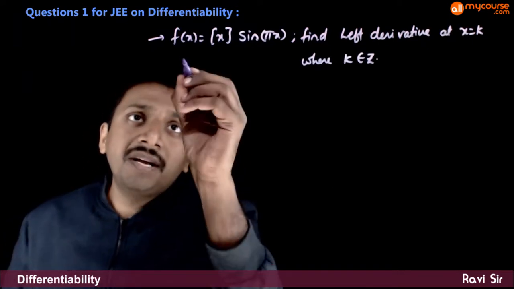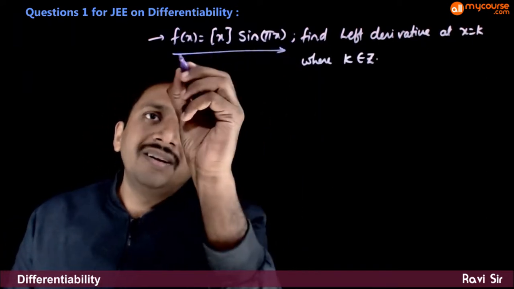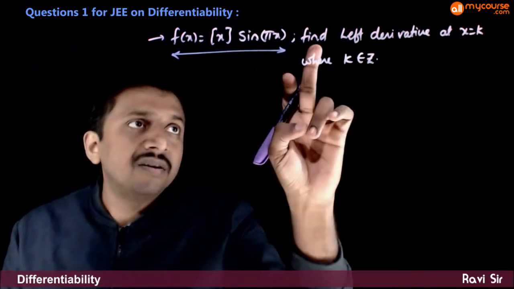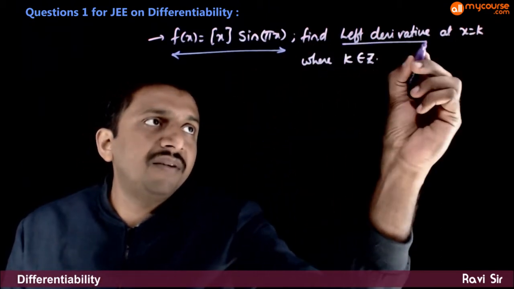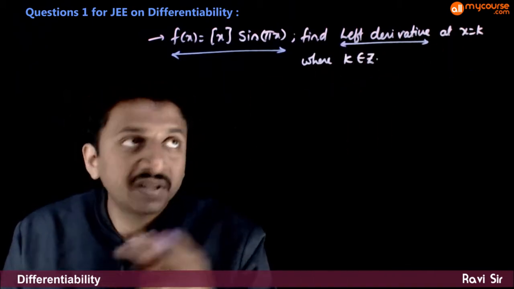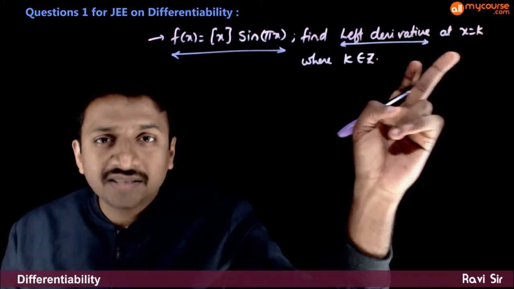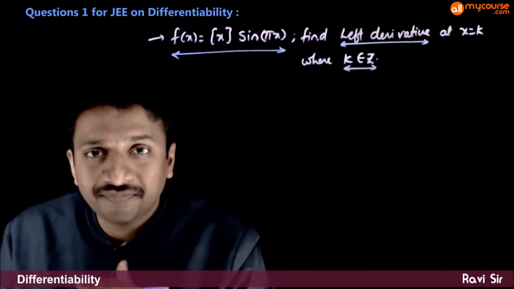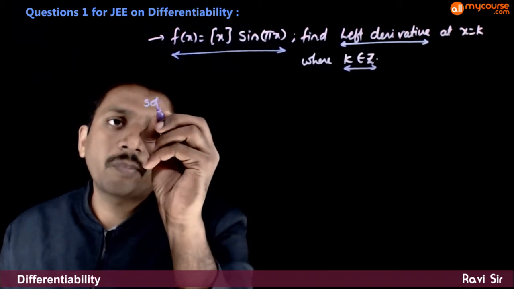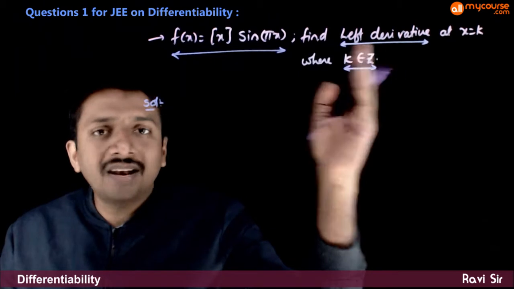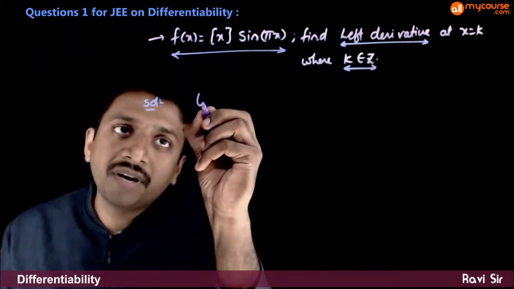So in this question, you're given that f(x) is equal to the integer part of x times sine pi x. You're asked to find the left derivative at x equal to k, where k is an integer. So k is some integer, and you're asked to find the left derivative. So what's the formula for the left derivative?